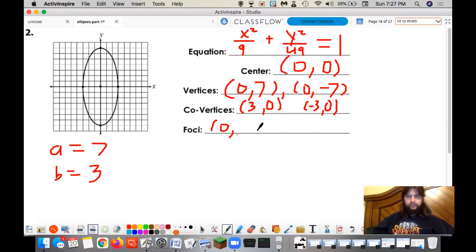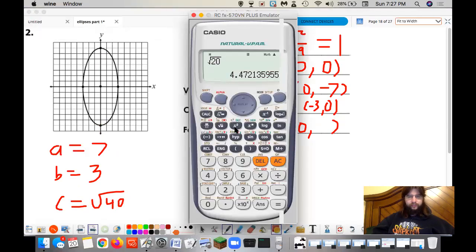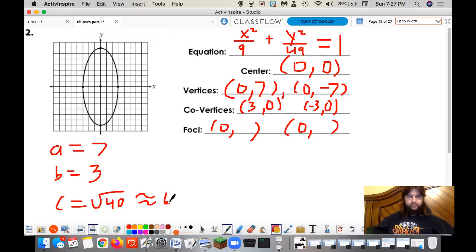Foci, it's going to be 0 something. So let's see, 49 minus 9, that's 40. So C is the square root of 40. That's a bit less than 7, about 6.3. So since it's 0, 0, makes it nice and easy, positive, negative. Okay, keep going.